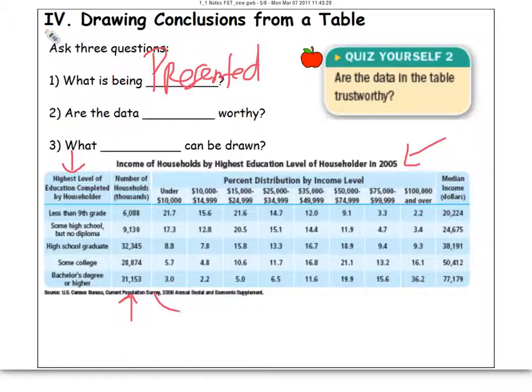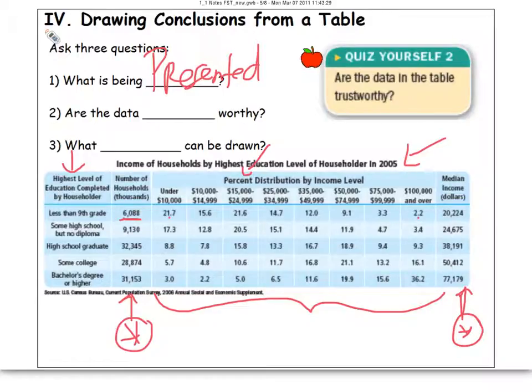Then they have it broken down. Be careful. This data went from a count, from here. This is a percent, so be very careful. So, for example, of the 6,088 people who had less than 9th grade education, this is the percent of the 6,000 people that made under 10,000. This is a percent of the 6,000 and some that made over 100,000. And then the last column is back to an amount. It's the median income in dollars.